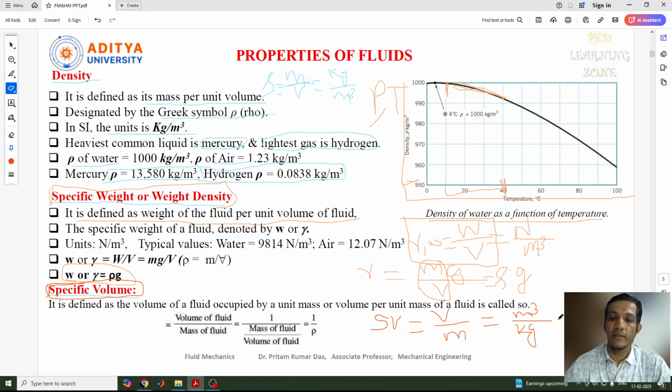Or how we can mention this in reverse way: if you convert it to mass by volume, then we can write 1 by mass by volume, that is nothing but rho. So this is about the specific volume of the fluid.